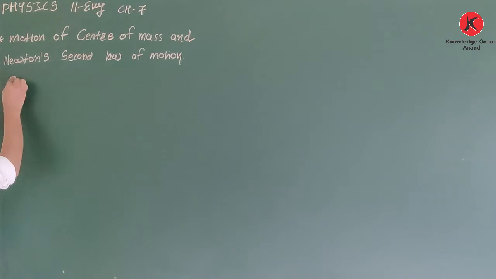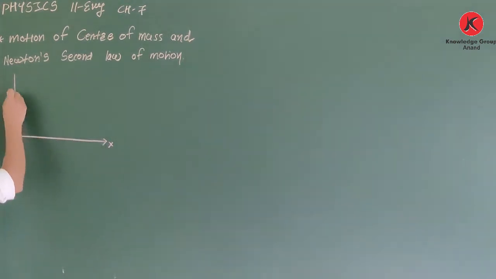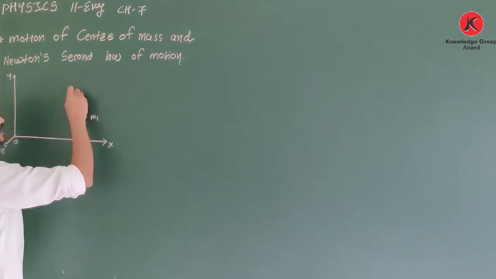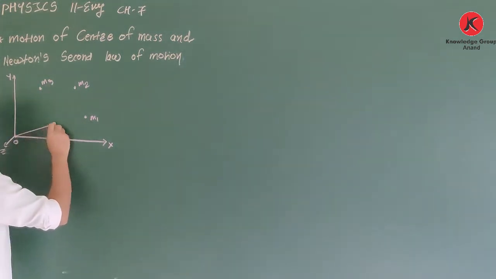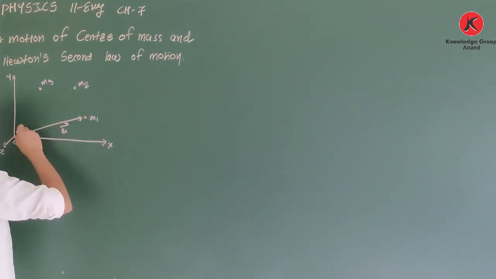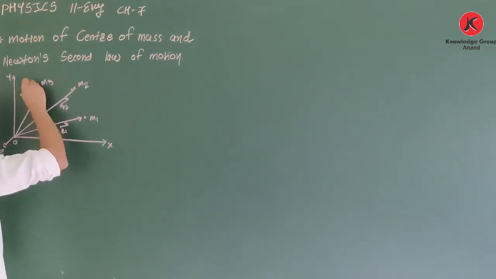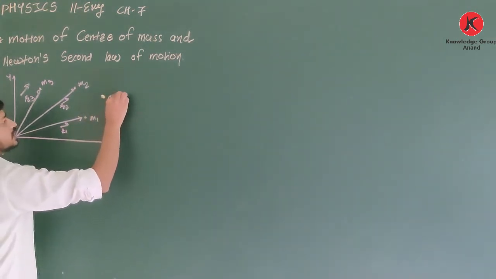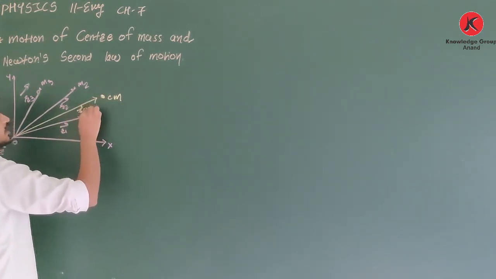Okay, again, if I have particles, with axes x, y and z, and this is the origin. We have particles of mass m1, mass m2, suppose mass m3, having position vectors r1, r2 and r3. Then the center of mass, for example, is here, and its position vector is r center of mass.